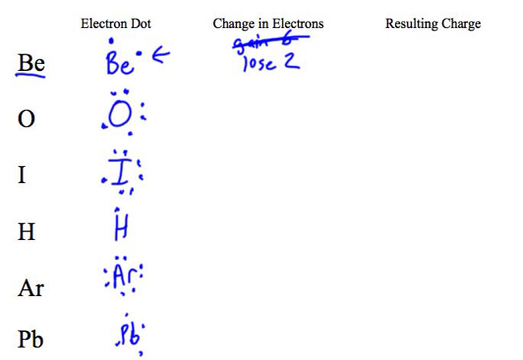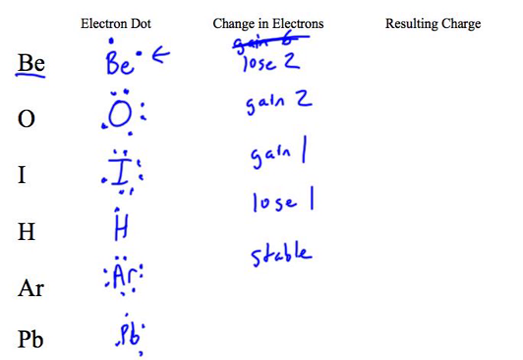All right, O has 6. So again, it could lose those 6, but it's probably a lot easier to gain 2. I has 7, so it's going to simply gain 1. Hydrogen has 1, so it is going to usually lose 1. Hydrogen is sort of a special case, but again, losing 1 will be the most common. Ar has 8. It's already stable, so it's not going to do anything.